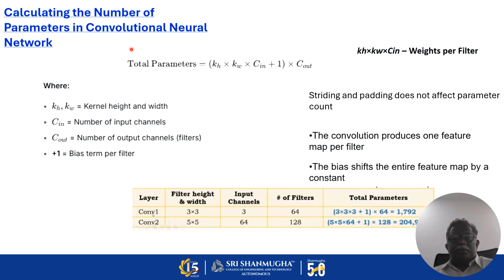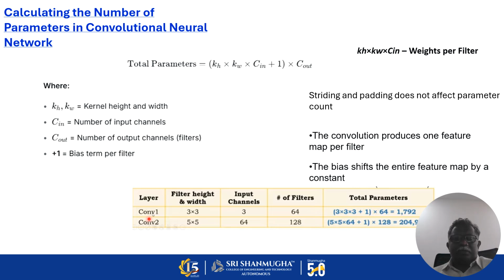The previous formula that we used was for when you give the input image, what the output image will be when you apply a kernel. Here it is all about the number of parameters that we use in a convolution neural network. So here we don't consider striding, padding, and all these effects.